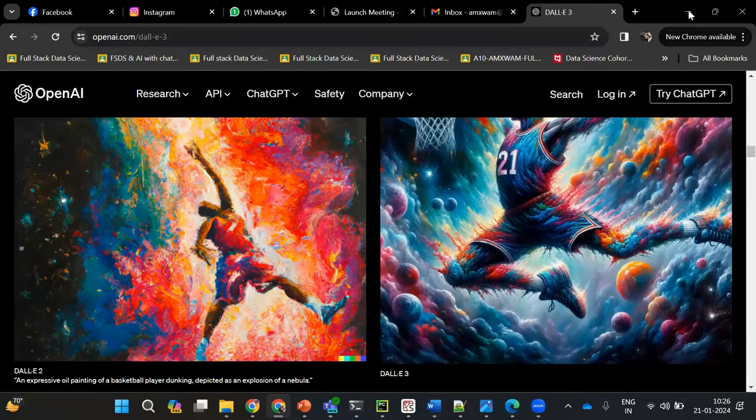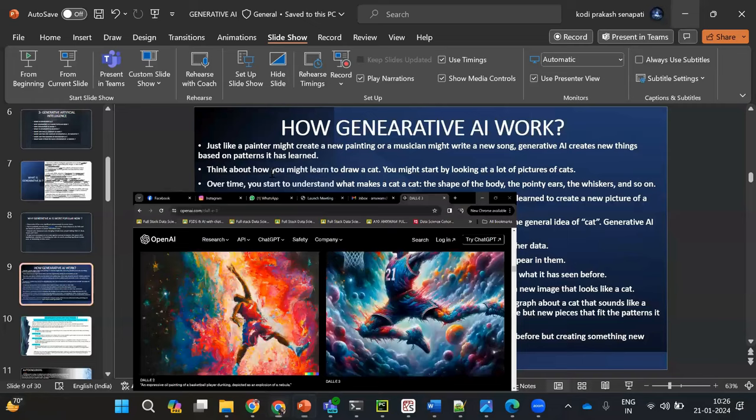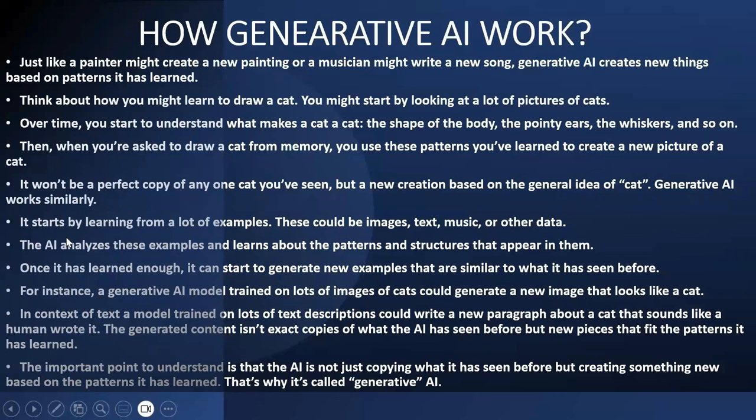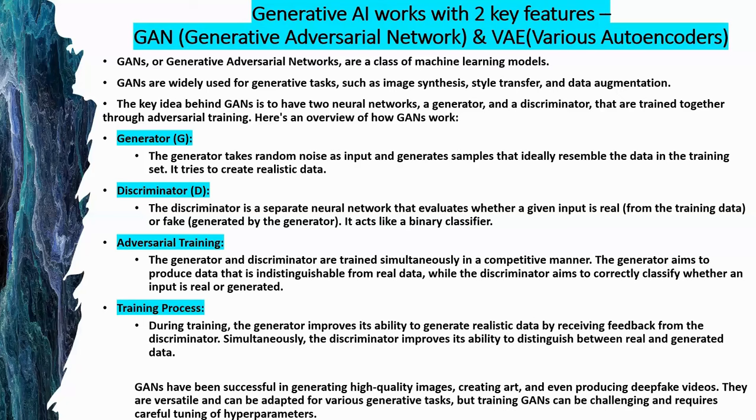So before I go back, we covered this one and then we work with this. Exactly, it won't be a perfect copy. It starts by learning a lot of examples. This could be images, text, music, or any other data, and generative AI creates new images based on the learned patterns. So this is the way Gen AI works. Okay, let me talk a little more in depth now.